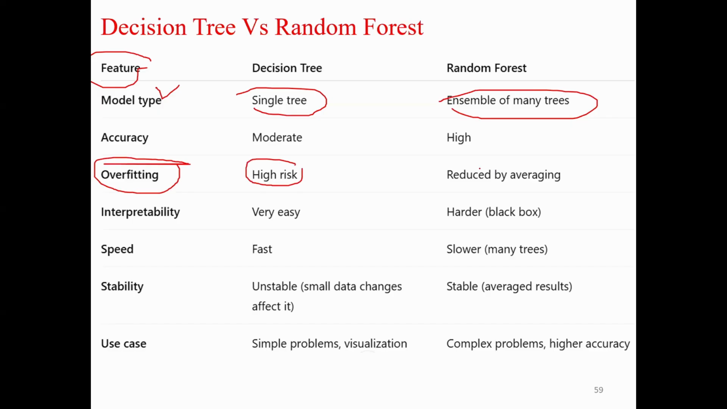High risk is there for the decision tree, reduced by averaging in the random forest. Interpretability: very easy for the tree, a little bit harder for the forest. Speed is very fast for the tree, slow here because many trees are there. Stability: unstable to small data changes, here stable. Use cases: a simple problem, visualization; here, complex.